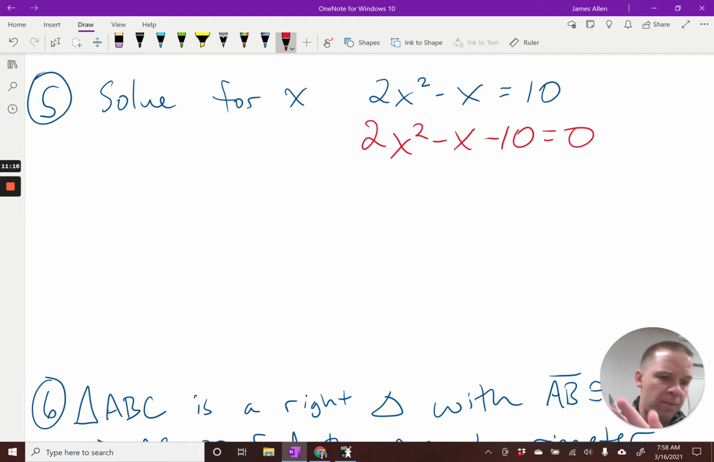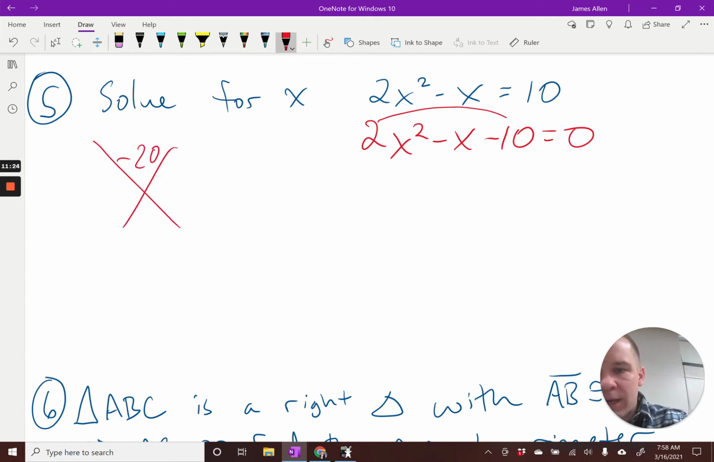All right. There's a couple methods of doing this. Most of you end up doing rainbow method, where we're going to take 2 times negative 10. That's negative 20. And I want to add to negative 1. Okay? Well, what numbers would do that? Negative 5 and positive 4 would do that. And you might be like, oh, I'll just do x minus 5, x plus 4. And then I'd be like, you're wrong. All right? We can't do that with a lead coefficient. Takes a little bit more.